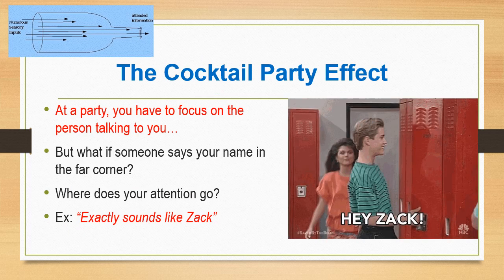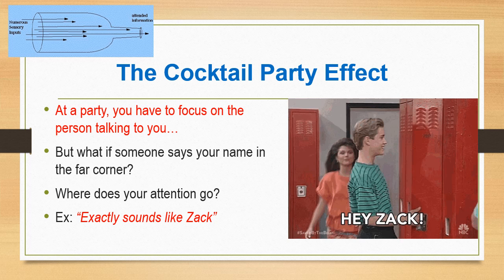The cocktail party effect is another example of this. Think of yourself at a party and you have to focus on the person who's talking to you and they're going blah, blah, blah, and your mind is kind of wandering. You're not really focusing. But what if somebody says your name in the far corner, or they talk about a college you want to go to, or they say something that all of a sudden grabs your attention, and your attention instantly can focus in on them? They could be at the farthest side of the room, and that's where you focus.